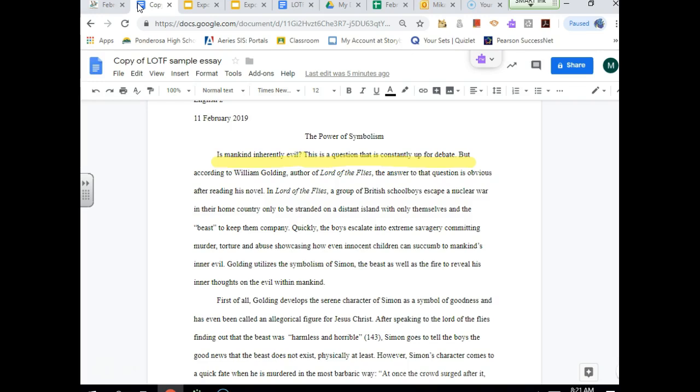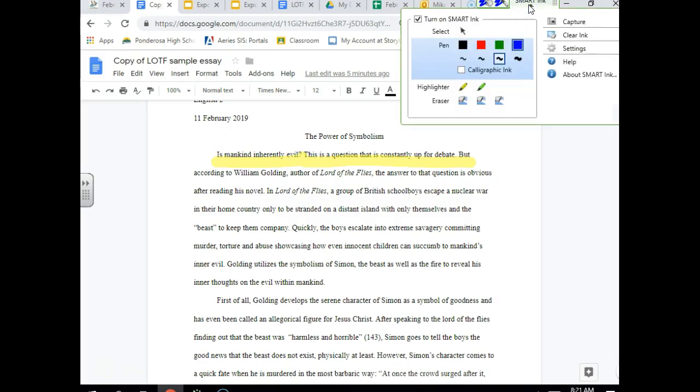Yes, Nate. So it would start from "In Lord of the Flies" and end with "inner evil." Would that be the background? Yes, so you'd also do, "but according to William Golding, the answer to that question is obvious." That could also be part of the hook or background, just depending on what you think. Okay? So that would be pink, right?